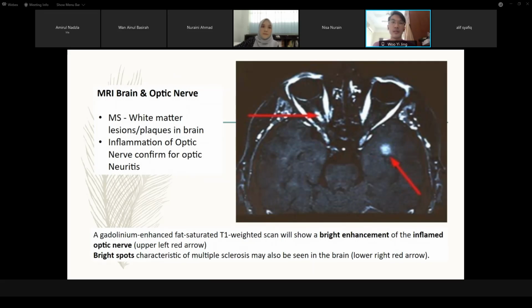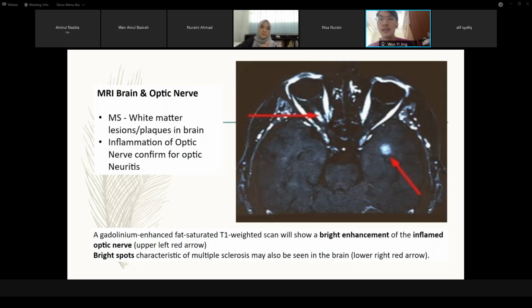So this is the figure of the MRI result of the brain and also the optic nerve. As you can see, on the left red arrow, there's inflammation of the optic nerve. I'm sorry, the white matter lesions or plaques inside the brain are on the right, whereas the inflammation of the optic nerve is on the left.